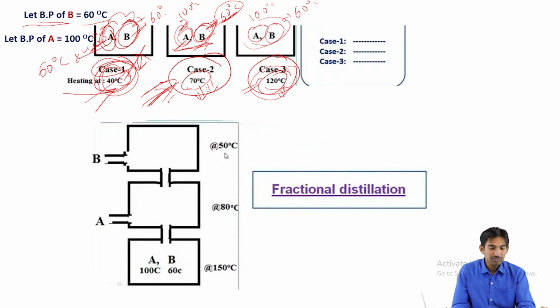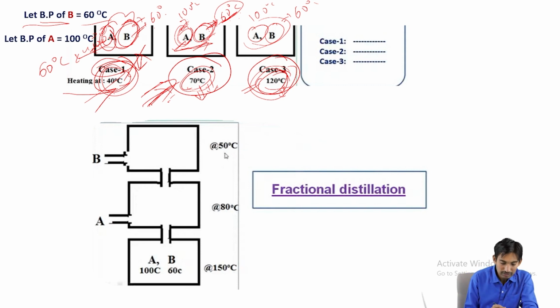See, in case 1, if you supply a temperature less than these two boiling points, then these two fractions are in liquid form. In case 2, we are applying 70 degrees centigrade, so B will be converted into vapor form and A will remain in liquid form. In case 3, we are applying 120 degrees centigrade, heating more than these boiling points, 60 and 100 degrees centigrade. So the two fractions A and B are in vapor form in case 3.